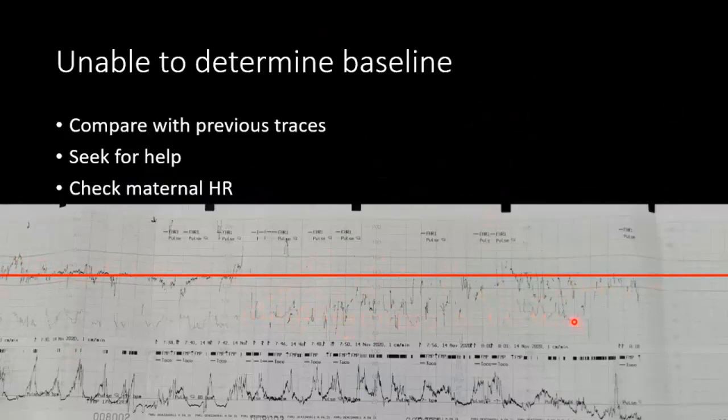At the same time, you should check the maternal heart rate. If the maternal heart rate is around 80 beats per minute, then most probably this is actually a maternal heartbeat. But if, let's say, the maternal heartbeat is 100, then you know this CTG picking up 80 beats per minute is a fetal heart rate, a fetal bradycardia. Apart from that, if you don't know how to interpret, always seek help.